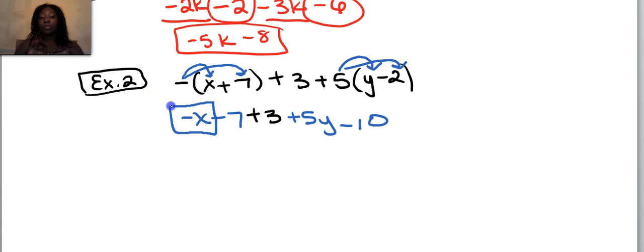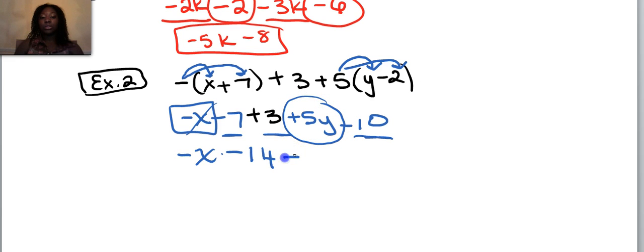And then you combine like terms. You have an x, you look for another x, you don't have another one, so negative x. You're done with that. You have a number, another number, another number, put them all together. Negative 7 plus 3 is negative 4. Negative 4 minus 10 is negative 14. And then you have those 5y, you just write it plus 5y. Okay, so there we go.